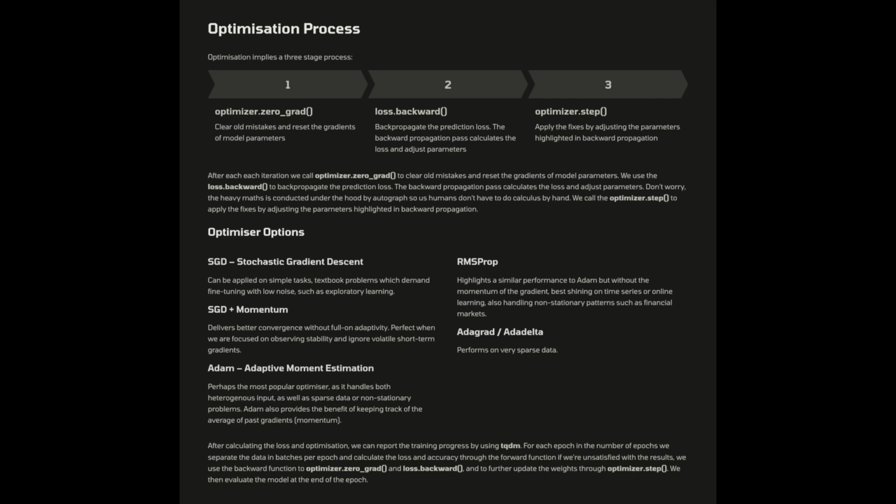We can use some of the following optimizers: SGD, stochastic gradient descent, can be applied on simple tasks, textbook problems, which demand fine-tuning with low noise, such as exploratory learning. SGD plus momentum delivers better convergence without full-on adaptivity, perfect when we are focused on observing stability and ignore volatile short-term gradients. Adam, adaptive moment estimation, is perhaps the most popular optimizer, as it handles both heterogeneous input as well as sparse data or non-stationary problems.